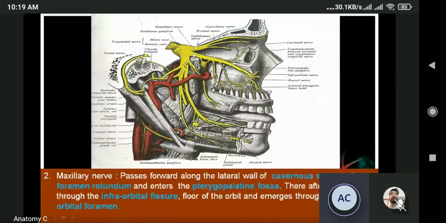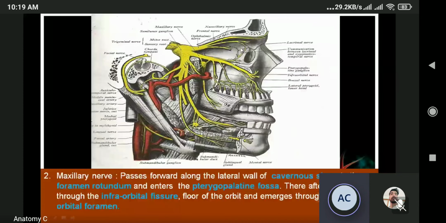Now within the pterygopalatine fossa, it has the ganglionic branches. It provides branches to the pterygopalatine ganglion, so those are known as the ganglionic branches. The next one is a nerve going superiorly. This is known as the zygomatic nerve, which divides into zygomaticotemporal and zygomaticofacial.